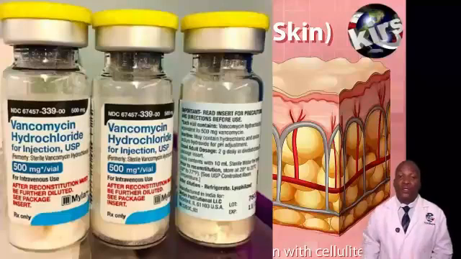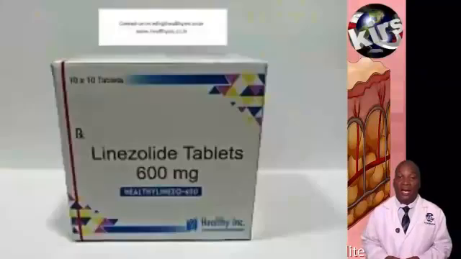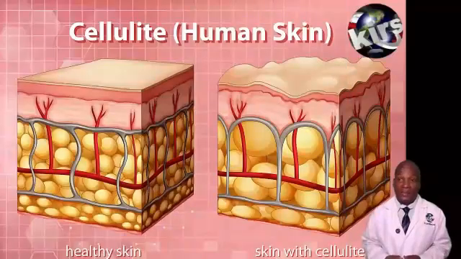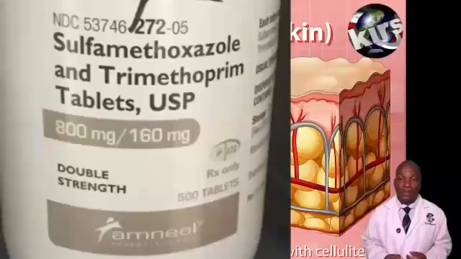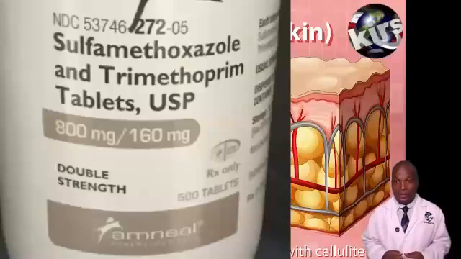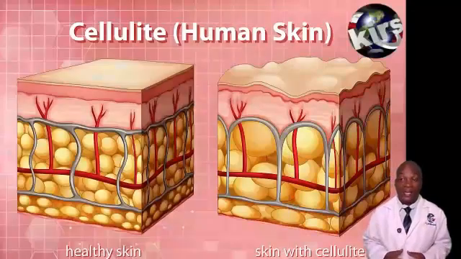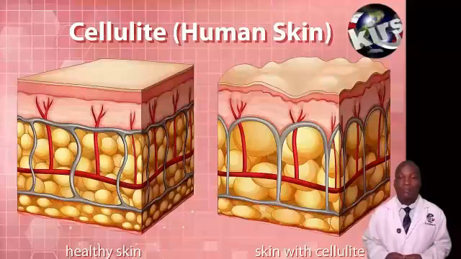And then we can also have linezolid, used for serious resistant infections like methicillin-resistant Staphylococcus aureus. Then we can also have doxycycline, or what we call trimethoprim plus sulfamethoxazole, available also in chemists or hospitals, and effective against some resistant strains.